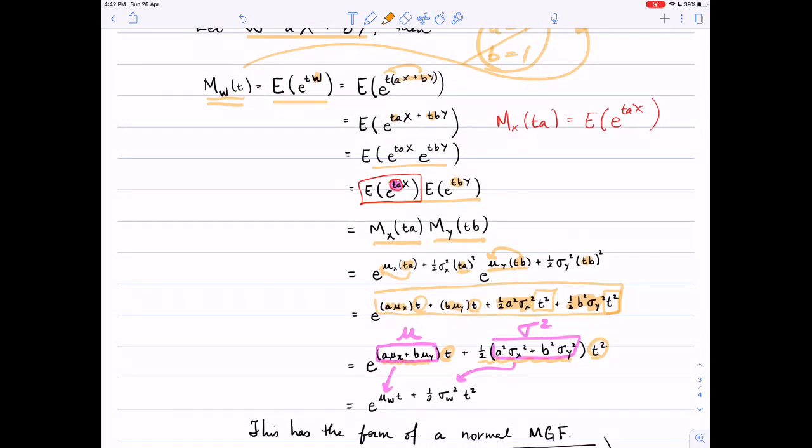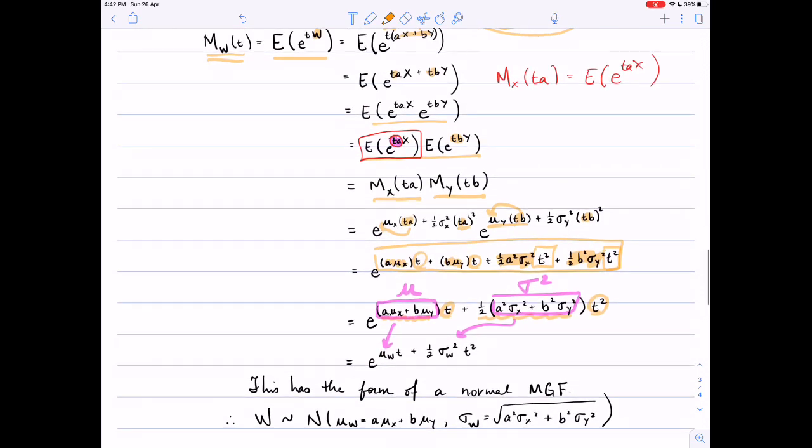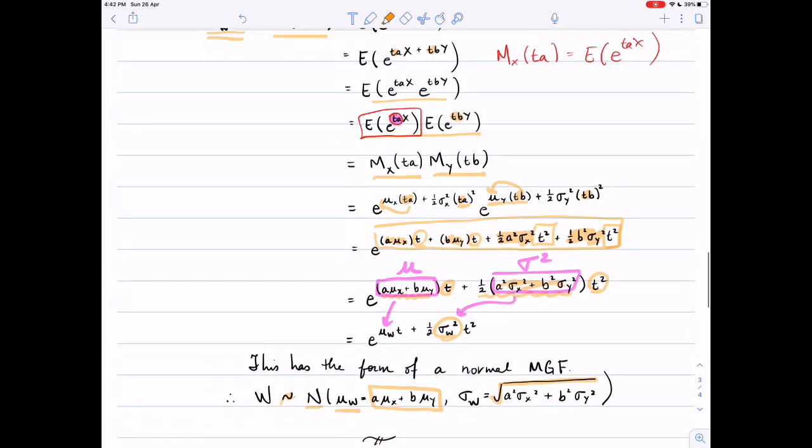And the only way that a variable can have the form of a normal moment generating function is if it follows a normal distribution. And so therefore W must follow a normal distribution with mu given as the linear combination of the means of the component variables, so a mu sub X plus b mu sub Y, and standard deviation, well, if this is sigma squared, standard deviation is the square root of everything in here, so the square root of a squared sigma sub X squared plus b squared sigma sub Y squared.